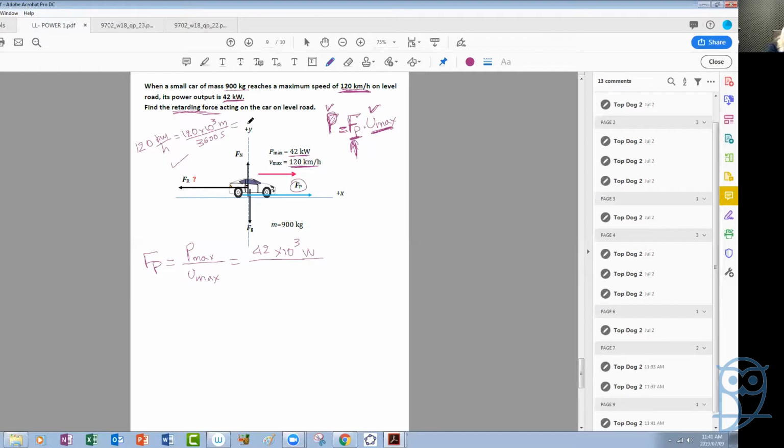And how much is it? 33.3 meters per second. Okay, so the maximum velocity here is 33.3 meters per second. And now, let me see, what do I find here? I find 1,261 newtons. Hopefully, it is correct. All right, so this is the propelling force of the car.